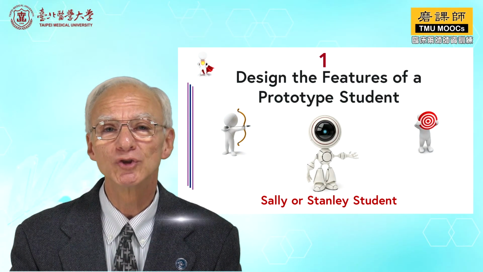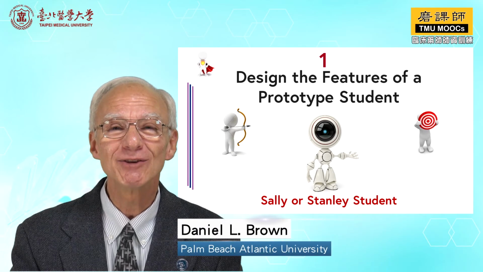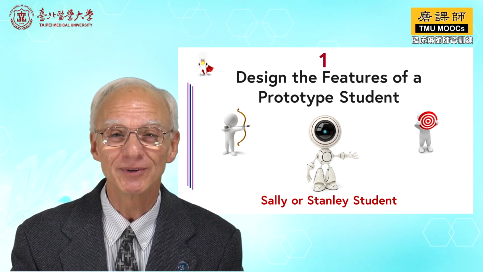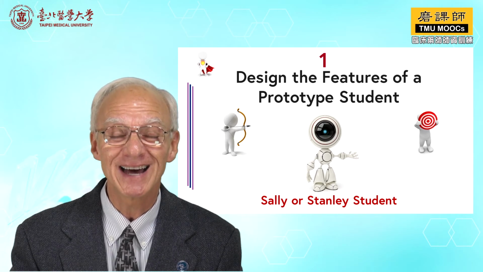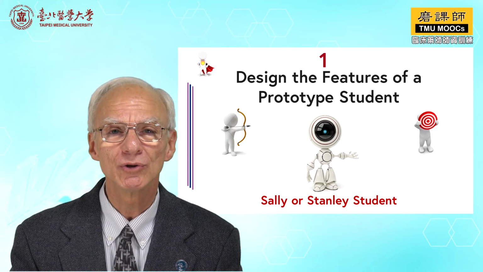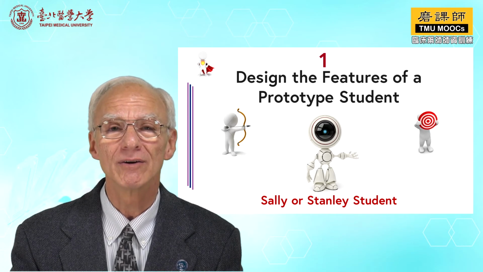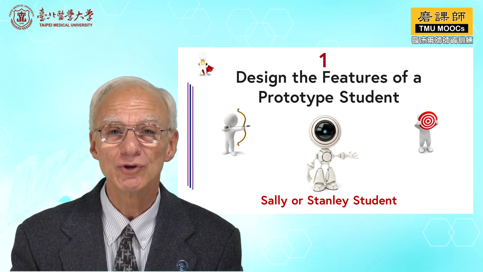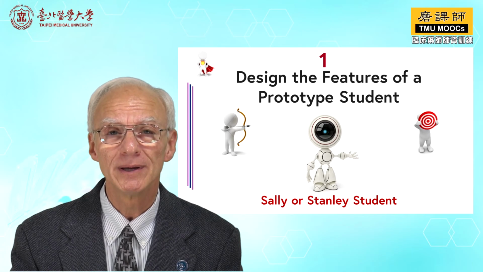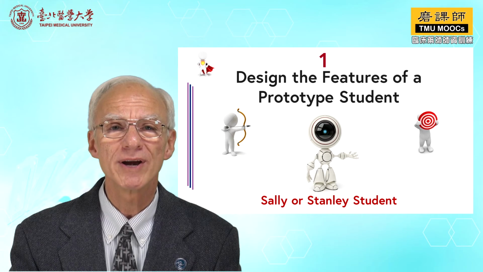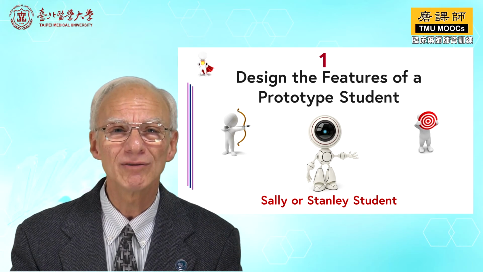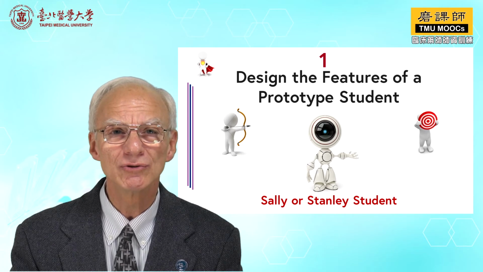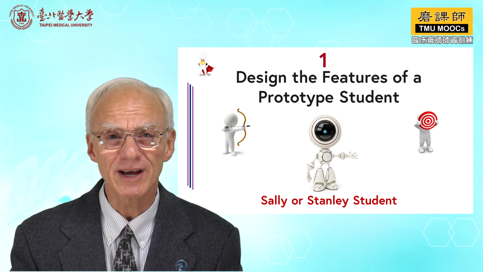The first step to becoming a super preceptor is to design the features of a prototype student. If you picture your student as a robot that you're going to design, what features would you include? What we're really saying here is, what attributes do you want your student to develop as a result of being in your rotation? If the student's going to be training with you for 4 weeks, what kind of skills and what level of knowledge do you want that student to attain as part of their training?